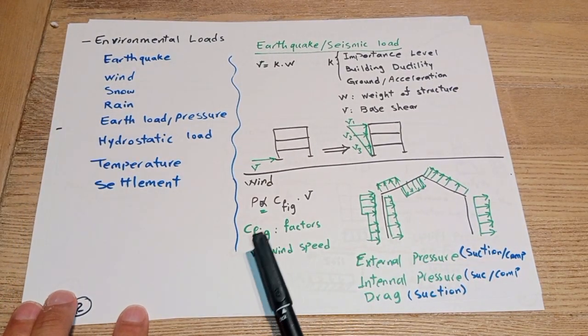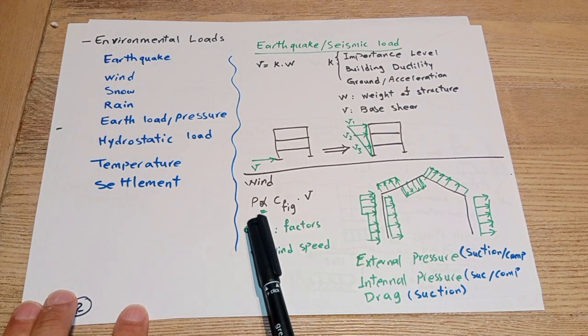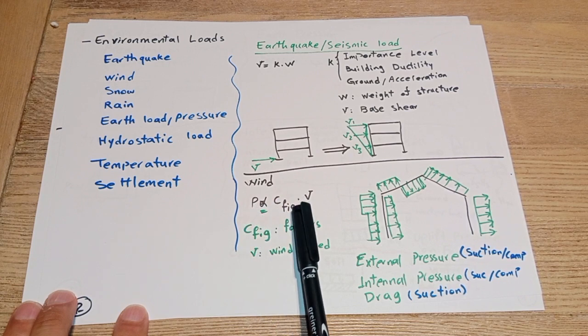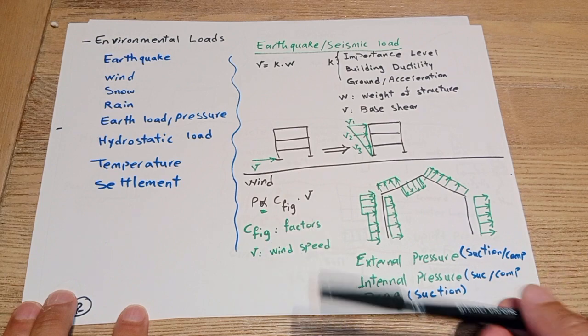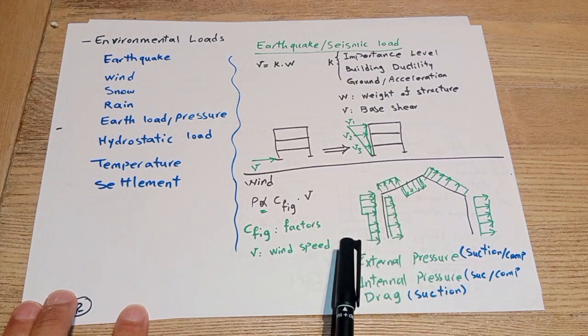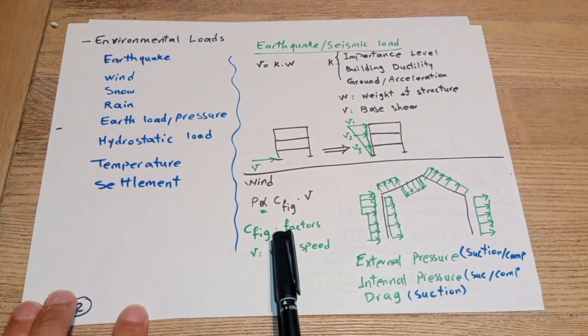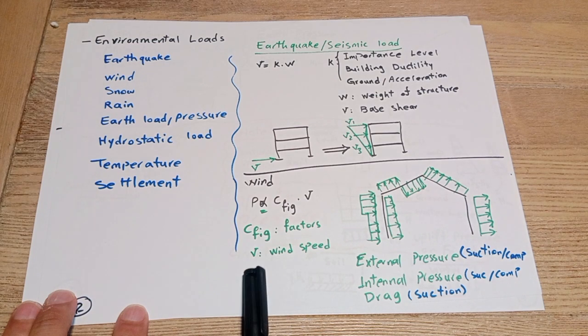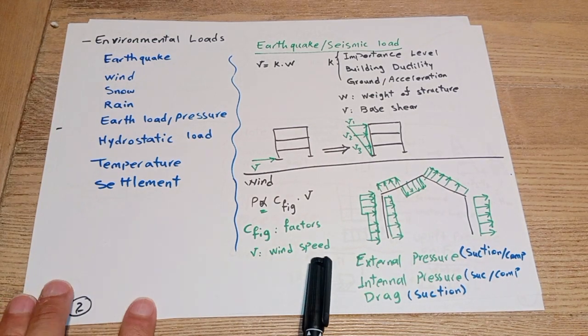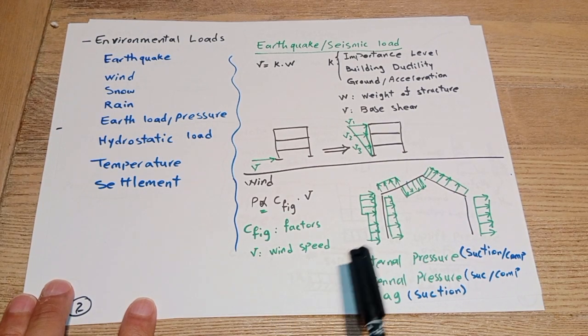The second environmental load is wind. That is very popular in our design. Wind comes as pressure, that is C_fig times V, or V squared in general. C_fig covers factors like the dynamic factor, shape factor, and earth topography factor, and all these factors come into this C_fig. V is the wind speed that comes from the regional wind. That is a parameter of the return period of the wind.